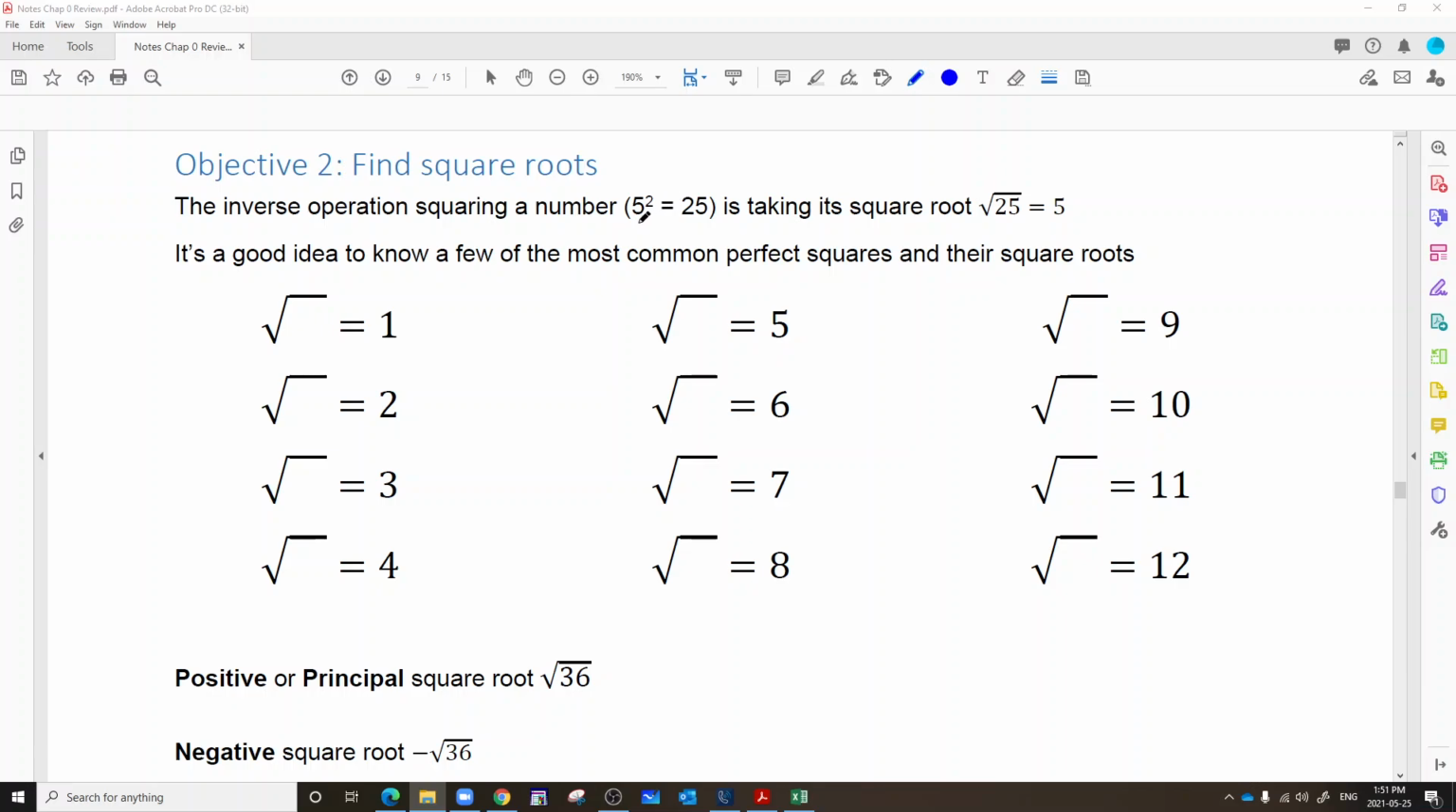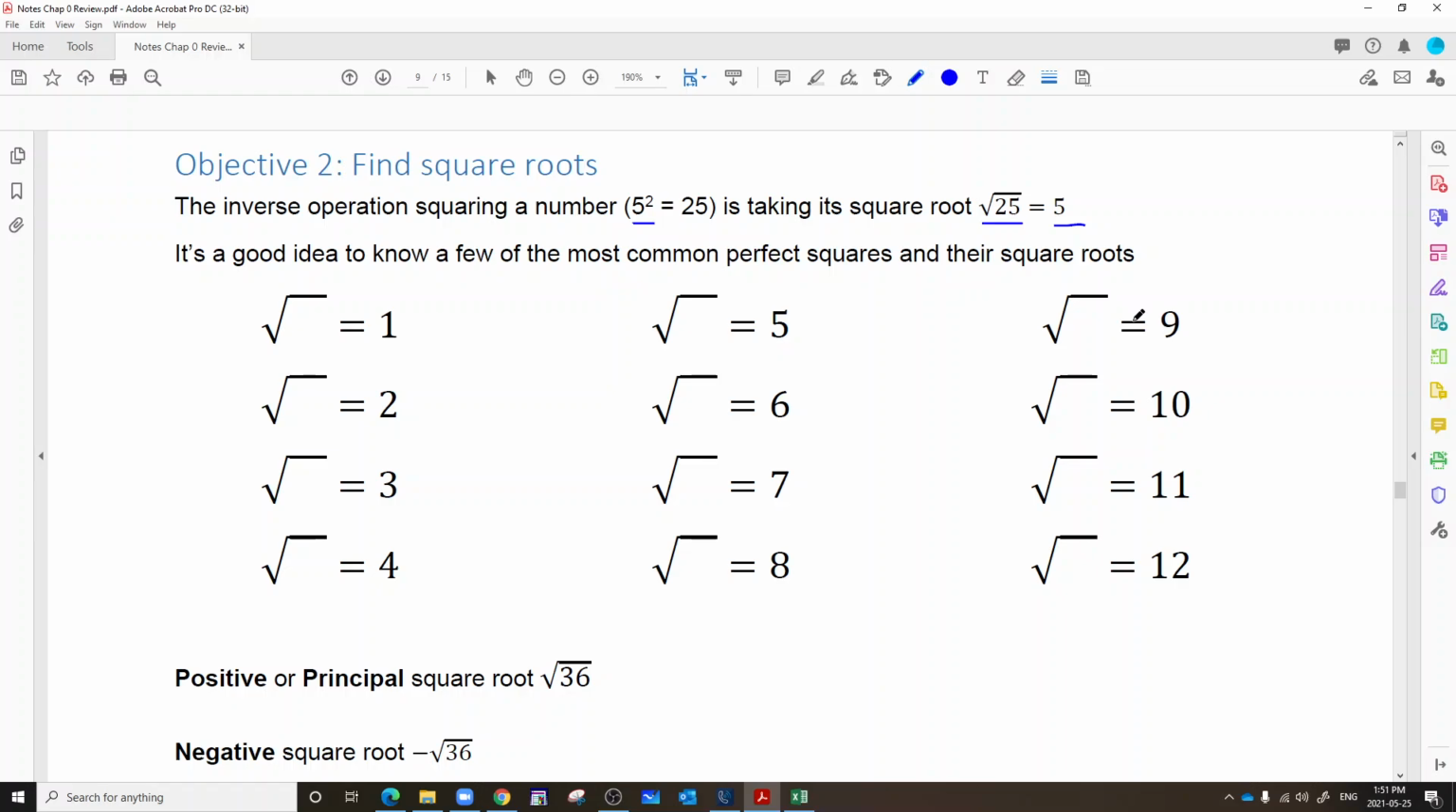So for example, if I asked you to do 5 squared, that's 5 times 5, which gives me 25. So if I asked you to take the square root of 25, which is what number multiplied by itself gives you 25. So in other words, what number squared is 25? And the answer is 5.